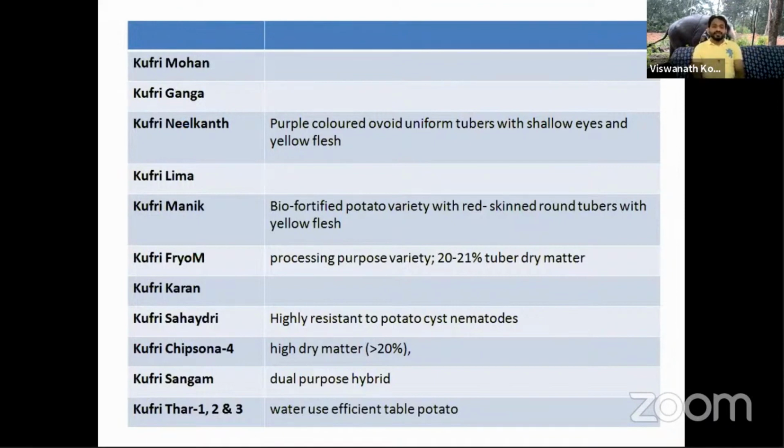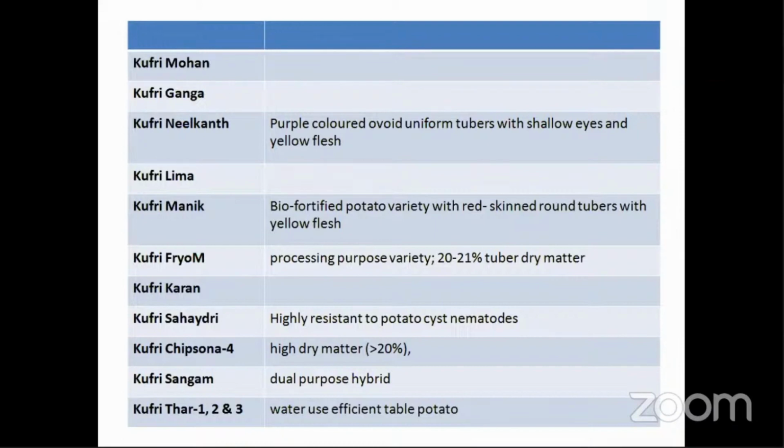And this is an important variety, Kufri Thar 1, 2, 3. They are water use efficient potato varieties. Water use efficient means they can tolerate moisture stress conditions. They can tolerate drought conditions. They can grow with limited available water. So Kufri Thar 1, 2, 3, remember, recently released drought tolerant ones. There is a Thar desert in Rajasthan. Desert means no rain area, very less rain area, like less water available area. So remember like that. Kufri Thar 1, 2, 3. These three are the drought resistant varieties of potato released recently.